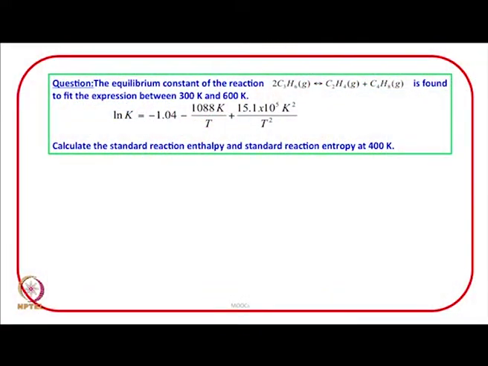Let us take another question now. The question is, the equilibrium constant of the reaction 2C3H6 gas forming C2H4 gas plus C4H8 gas is found to fit the expression, between 300 K and 600 K, log K is equal to minus 1.04 minus 1088 by T in Kelvin plus 15.1 into 10 to the power 5 by T square in Kelvin square. Calculate the standard reaction enthalpy and standard reaction entropy.